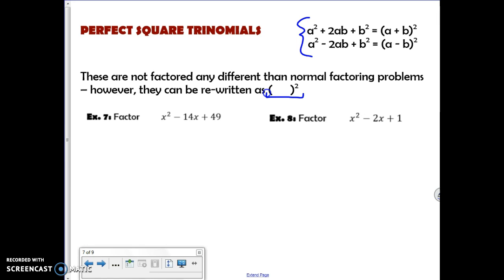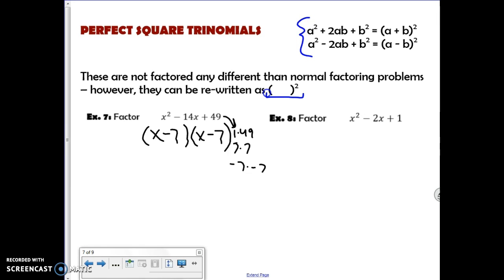So example 7 says x squared minus 14x plus 49. We're not going to treat this any differently than a regular factoring problem. So I'm thinking about my factors of 49. I've got 1 and 49, 7 and 7. Those are the ones that stick out to me big time. So 14, well, if I did negative 7 and negative 7, I would get my negative 14. And if I multiply them, I get a positive 49. So I've chosen the right factor pair. So this is going to be x minus 7, x minus 7.